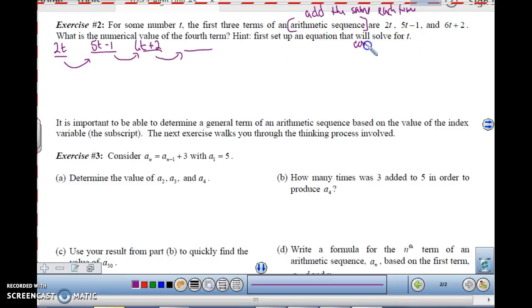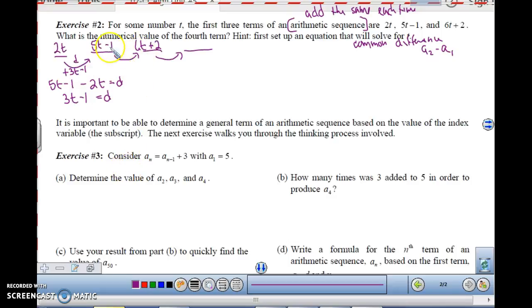So to figure out the common difference, if you're adding this way, wouldn't you subtract going the other way? So you take two successive terms and subtract them. For example, a2 minus a1. Okay, so let's figure out the common difference between here and here. I'm going to take 5t minus 1 minus 2t, and that will give me the common difference, d. If I simplify that, that gives me 3t minus 1 is equal to d.